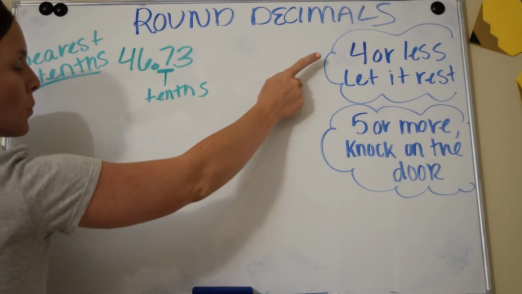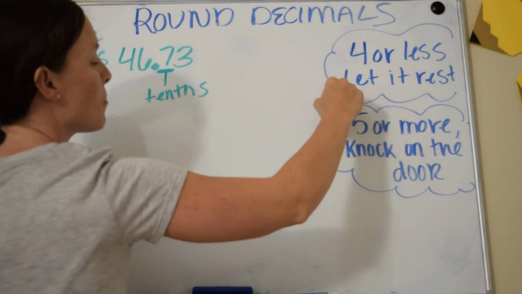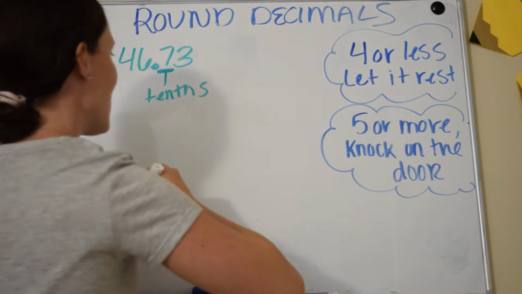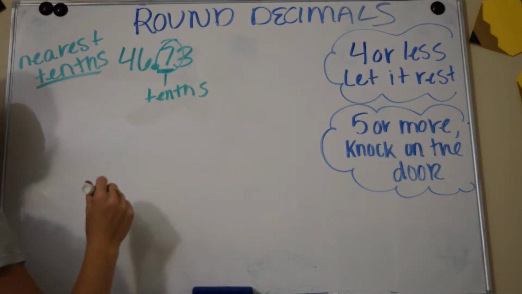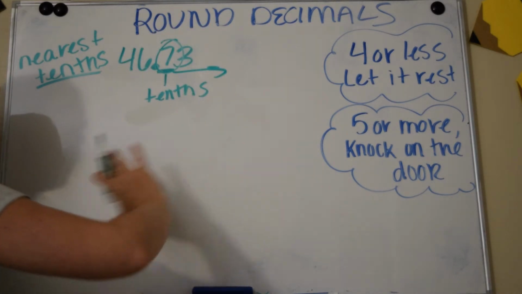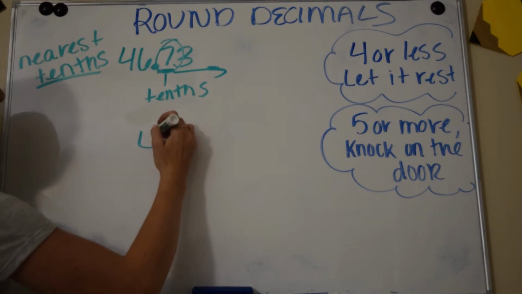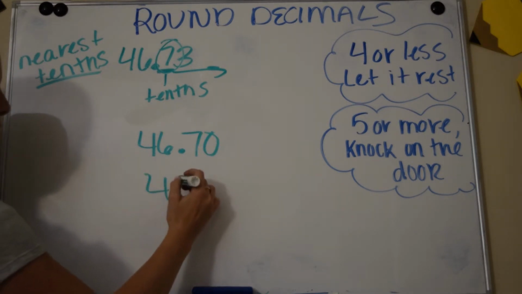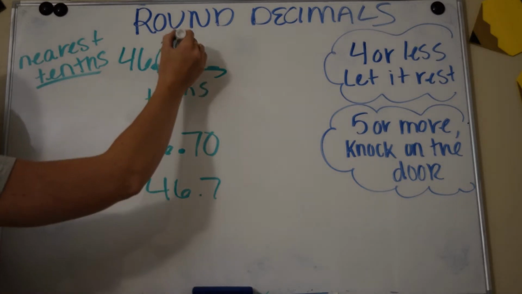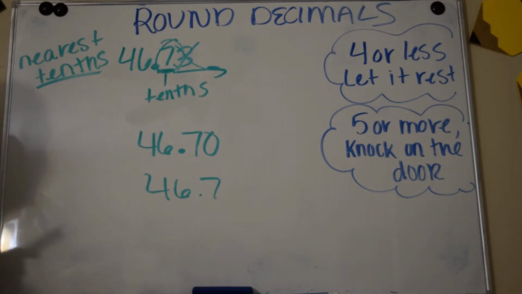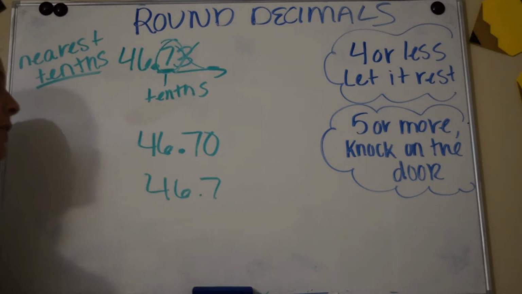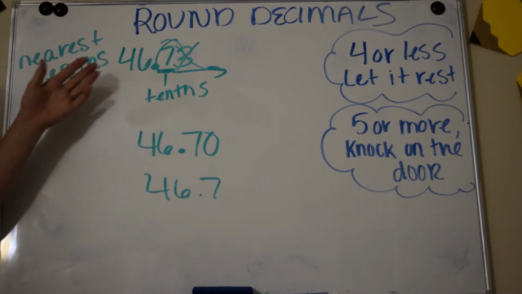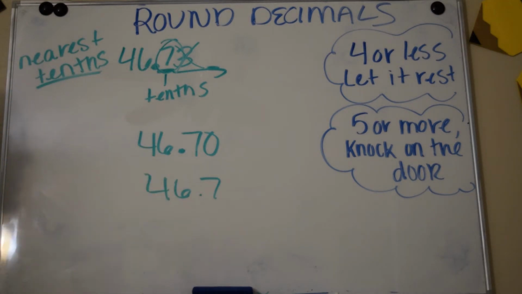It falls under this one. It is a lesser number than 4, so you let it rest. That means that the 7 stays, and then everything to the right of it turns into a 0. So this now is 46.7. We get rid of that 3 because that 3 told us how to round or what to do with that 7. So this would round to 46 and 7 tenths.